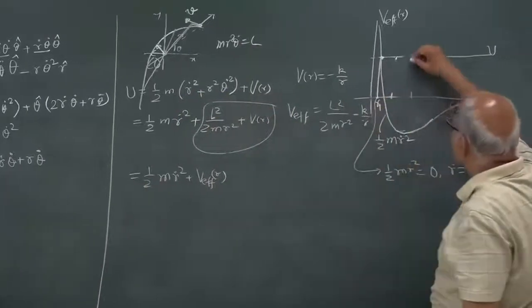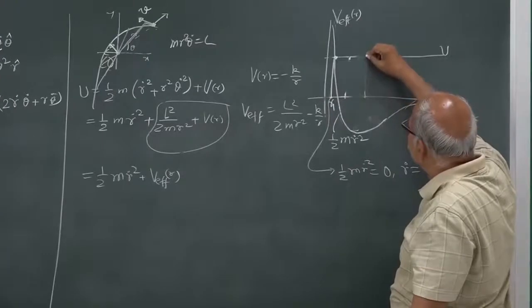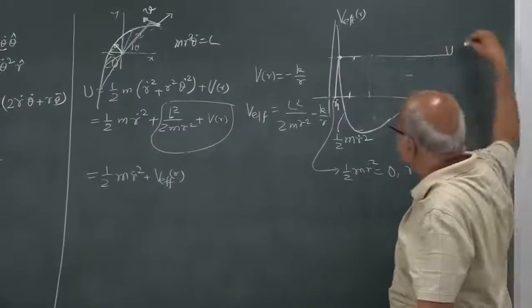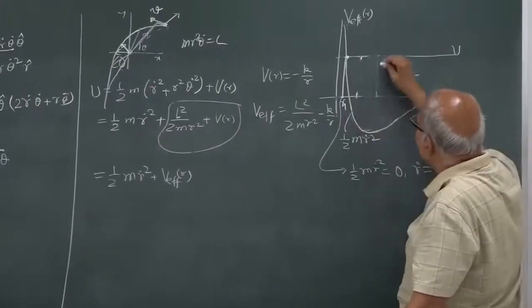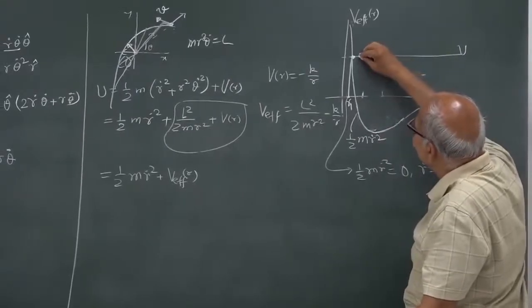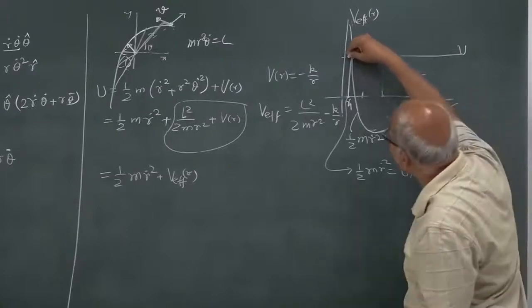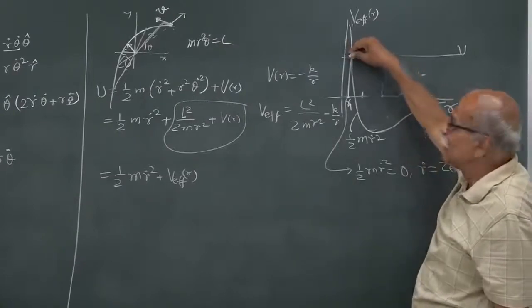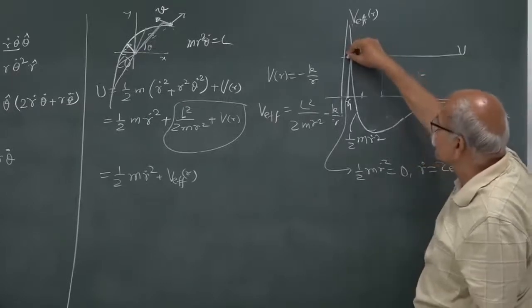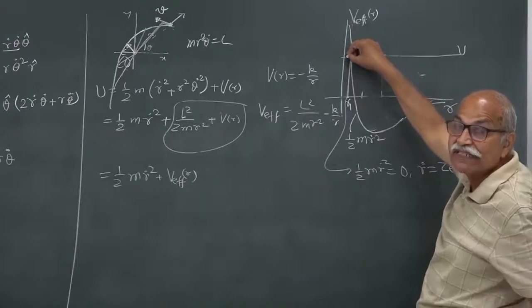So, we started from somewhere here. On this U diagram, if I point, it is somewhere here, and on this line let me move. r is going this way, that means this point is moving this way, and then this point reaches here, and it cannot go to this side. If it goes this side, then that half m r dot square should be negative, which it is not.